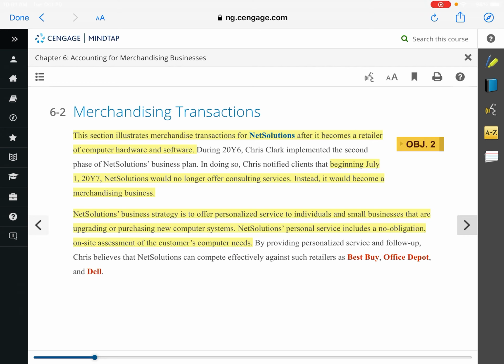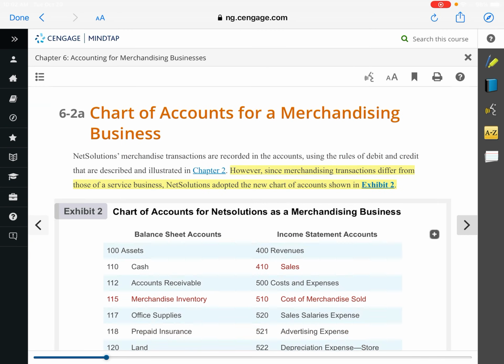All right, so we're looking at the same company, and this section illustrates merchandise transactions for the same company after it becomes a retailer of computer hardware and software. So basically the company's changing from a service business to a merchandising business. Okay? So let's look at some of these.